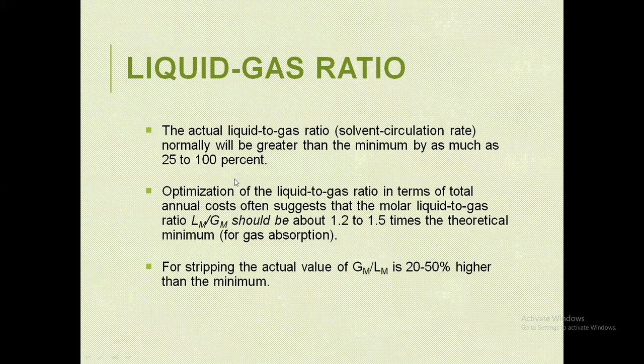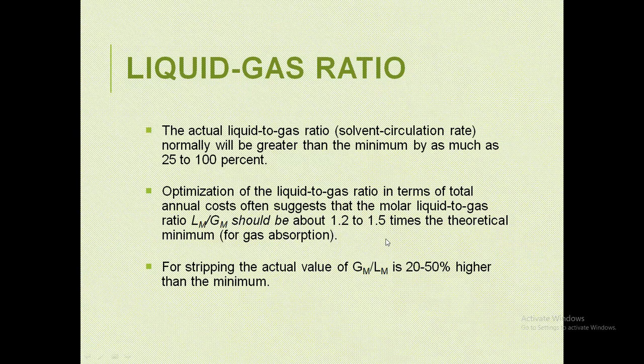But in the case of optimization, of course, you need to consider the cost of using a lot of solvent, because your solvents have cost, especially if it's not pure water. Even if it's just water, it would still cost you. So for optimization of the liquid to gas ratio in terms of total annual cost, it often suggests that the molar liquid to gas ratio should be about 1.2 to 1.5 times the theoretical minimum. And this is for gas absorption. We actually follow this for stripping because they are in the same range. So 20 to 50% higher than the minimum as well for stripping.